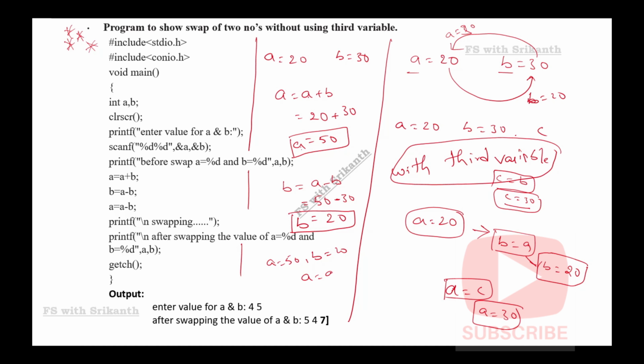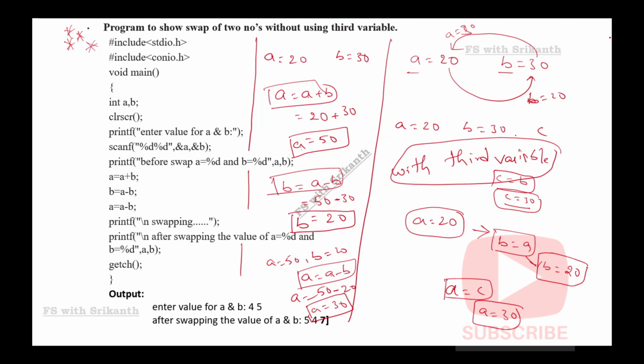Again I am doing a equal a minus b. What is the value of a? 50 minus 20. What are we getting? 30. A value is 30. This is the logic. Everyone understood? With a third variable, we store b value in c, b value is assigned to a, and c value is given to b. But here we first do a equal to a plus b, then b equal to a minus b, and again a equal to a minus b. With the help of this we can swap two numbers.